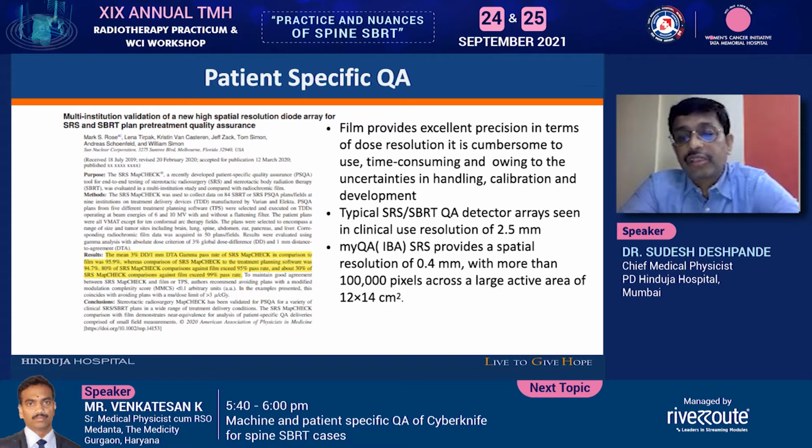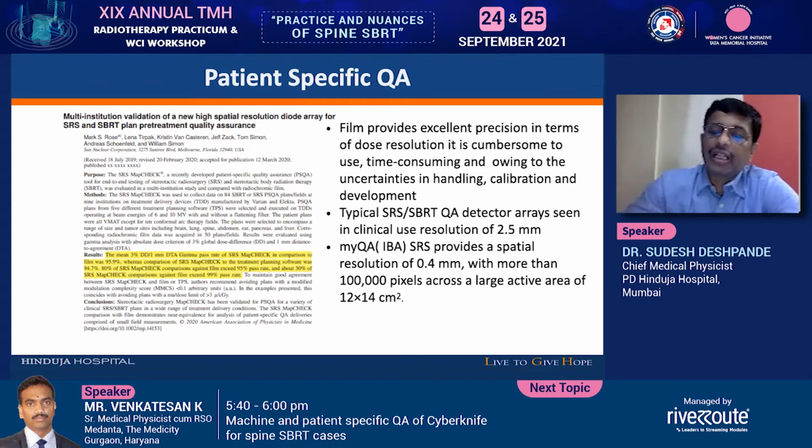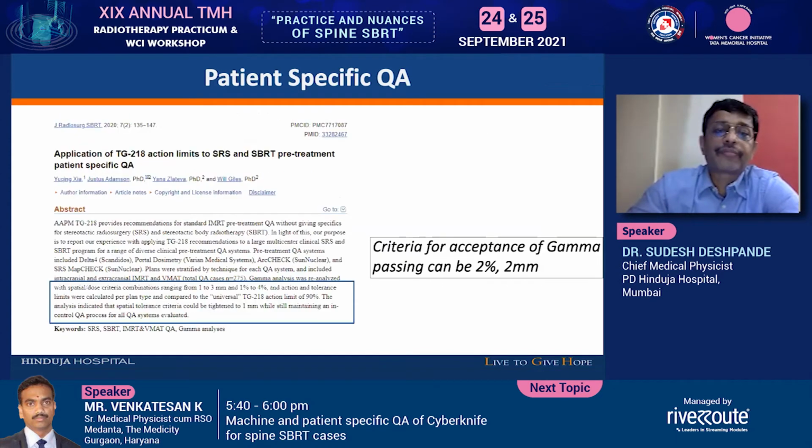Not only that, with this 2.5 millimeter, we have a new detector array available in the market from IBA, which claims a resolution of 0.4 millimeter. Yes, we can have the 0.4 millimeter, but can the institute afford to have such a 2D array? That is another problem. So this is another challenge for the medical physicist.